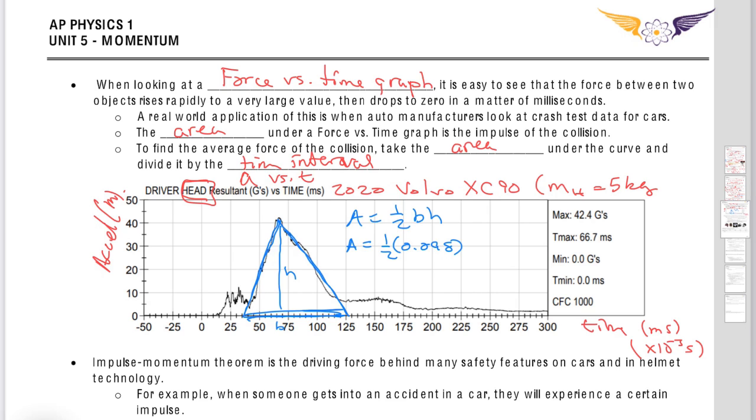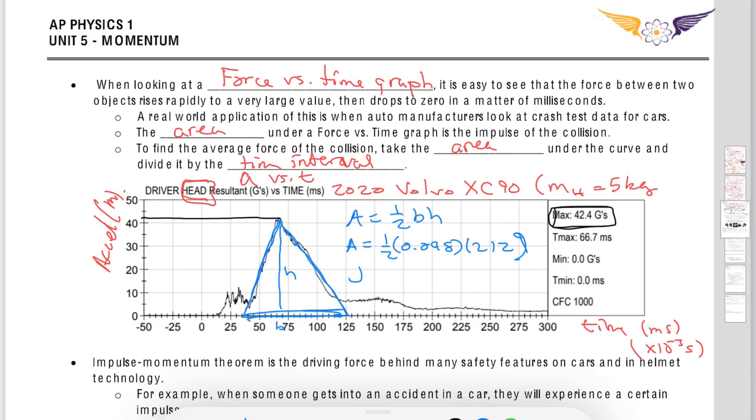Now I'm going to convert this acceleration into force, right? So it's about here. In fact, if you look right here, this tells you it's 42.4 Gs. So I'm going to take that and multiply it by 5. And so that means my height will be 212 newtons.